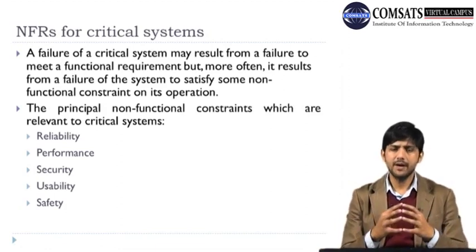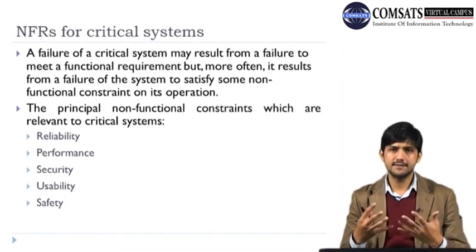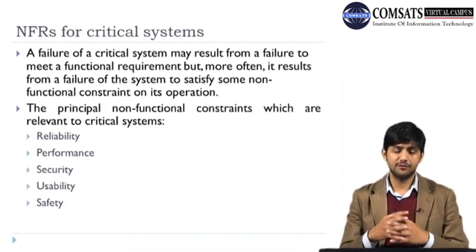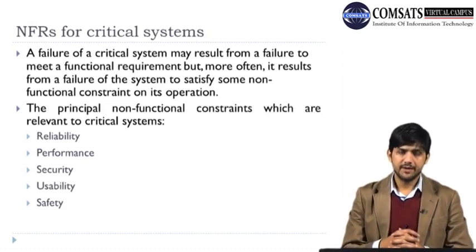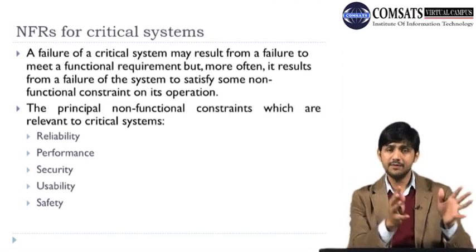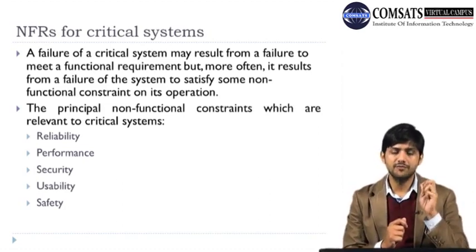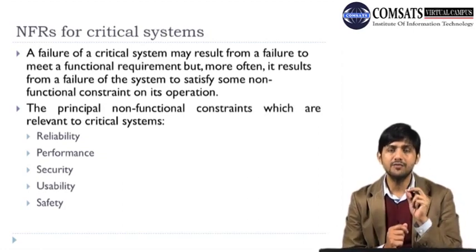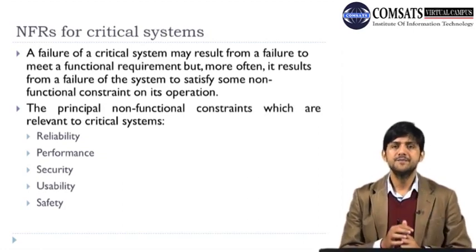Now we have identified the types of critical systems. So let's look at why it is important to express these non-functional requirements for a critical system even more carefully than for any other system. It is said that a failure of a critical system may result from a failure to meet a functional requirement. It can happen, but more often it results from a failure of the system to satisfy some non-functional constraints on its operations.